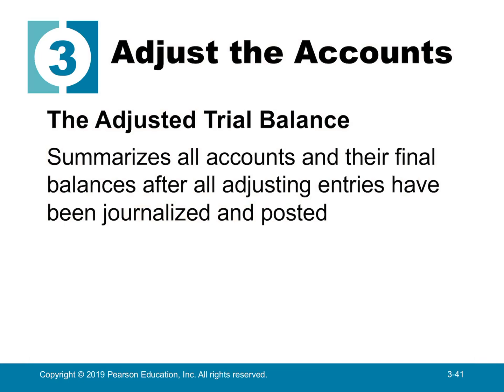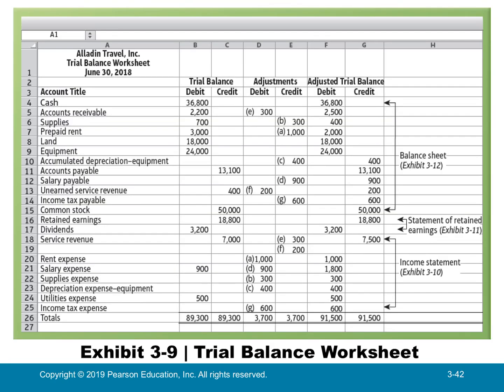So now we can prepare what's called the adjusted trial balance. It summarizes all the accounts just like before and their final balances after we've done the adjusting journal entries. When people look at this at first, they get really overwhelmed at times, right? On this Excel sheet, but don't freak out too much. Just take a moment, let it sink in, take a look at it.